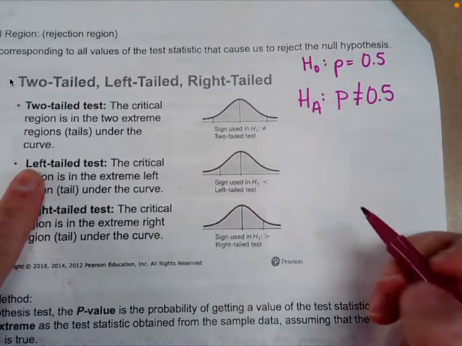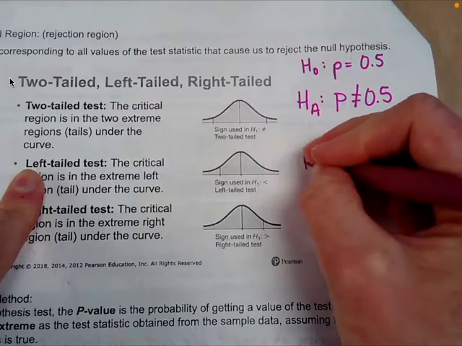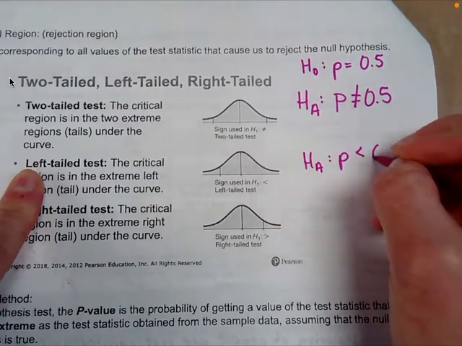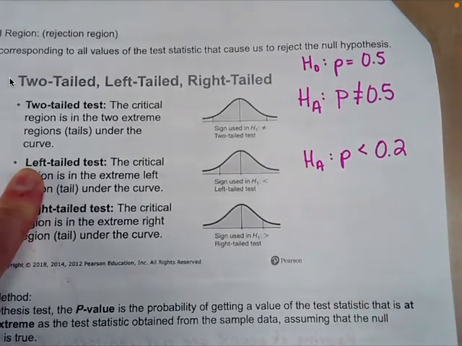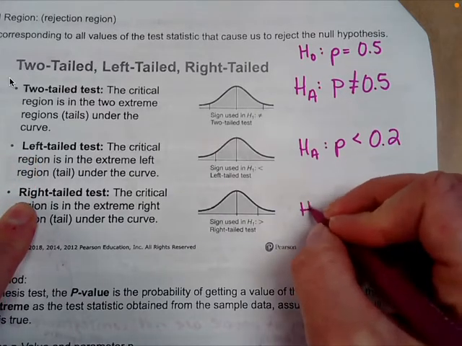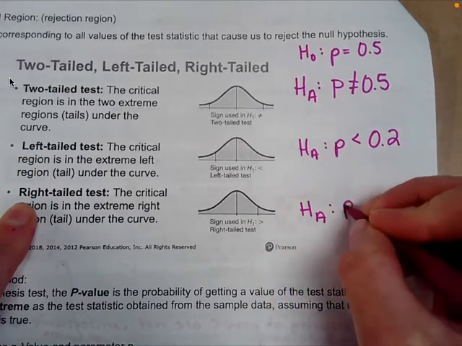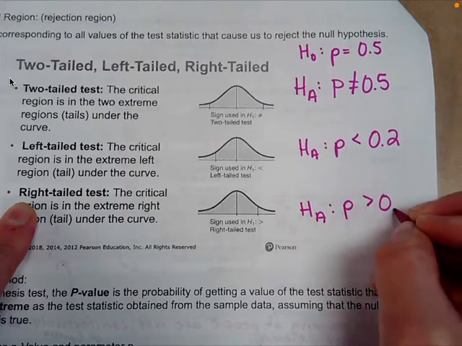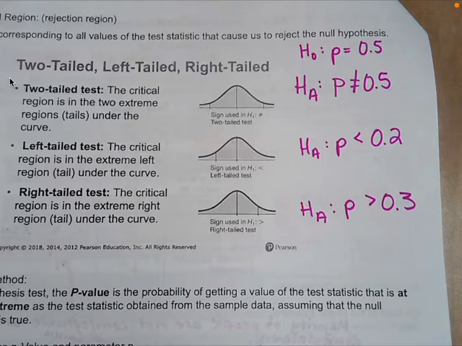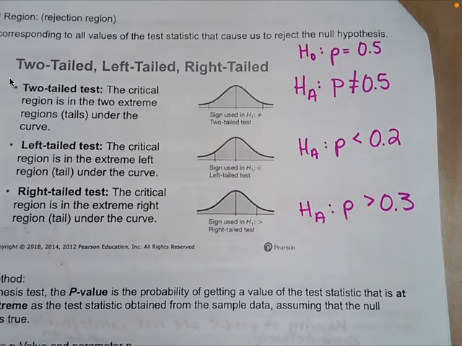A left-tailed test is whenever you use the less than symbol. So let's write that as p is less than, I'm just going to make up 0.2. So everything below that. And then a right-tailed alternative would be if p was greater than, let's say, 0.3. So this is where you look at the critical region. Where does it fall?